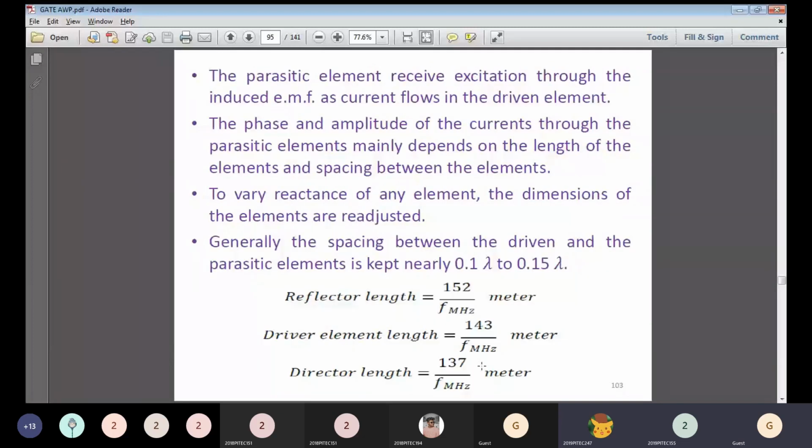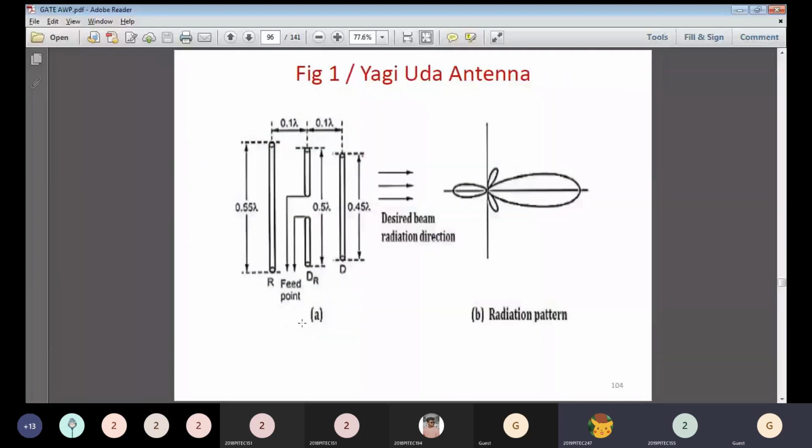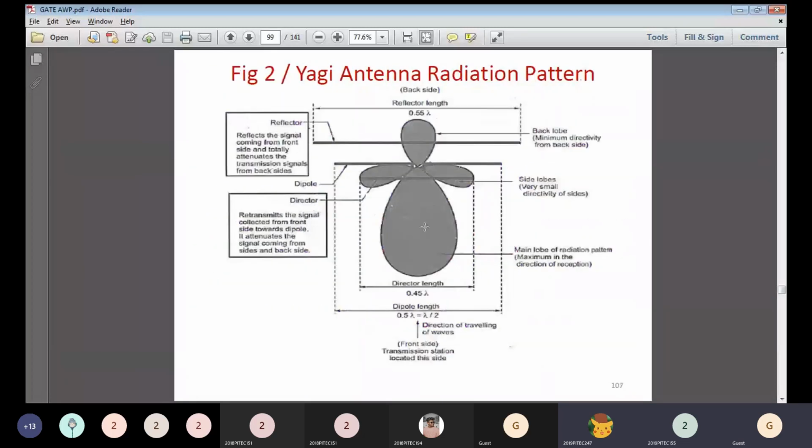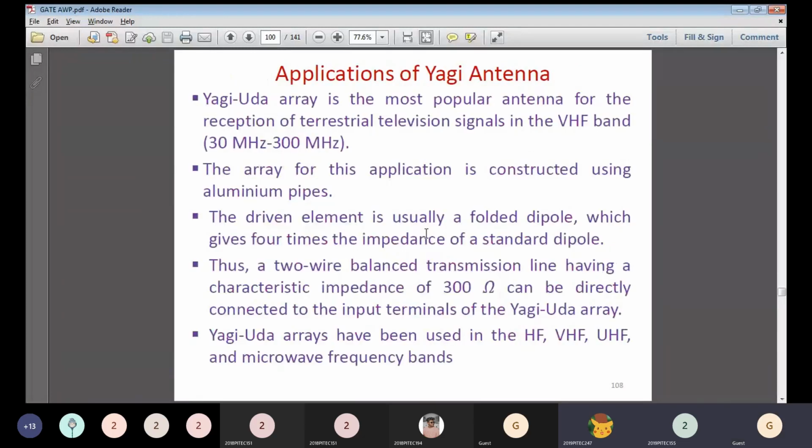This is the design of the Yagi antenna. We have the driven element, reflector, and director. This is the radiation pattern of the Yagi antenna. Here also the radiation pattern will come. I told you it's mostly useful in the case of television signal reception.